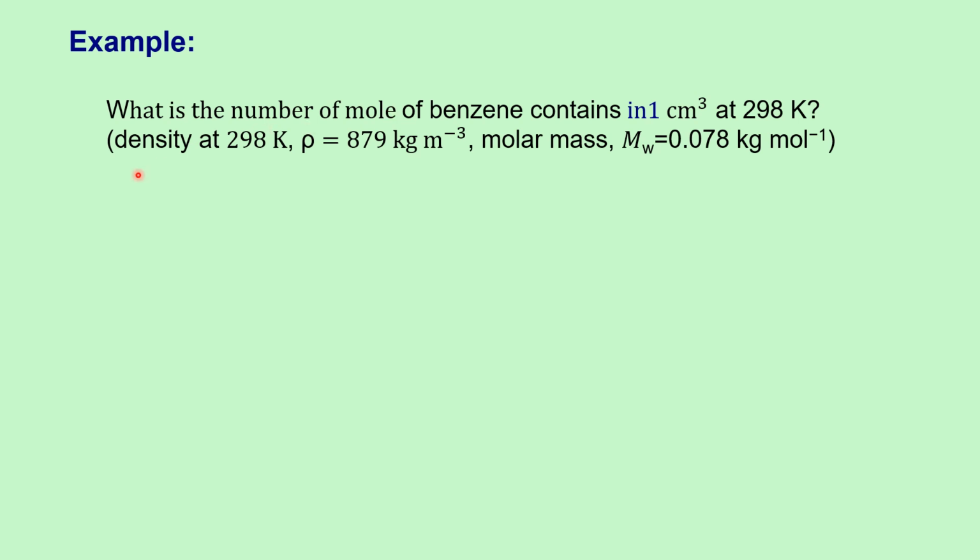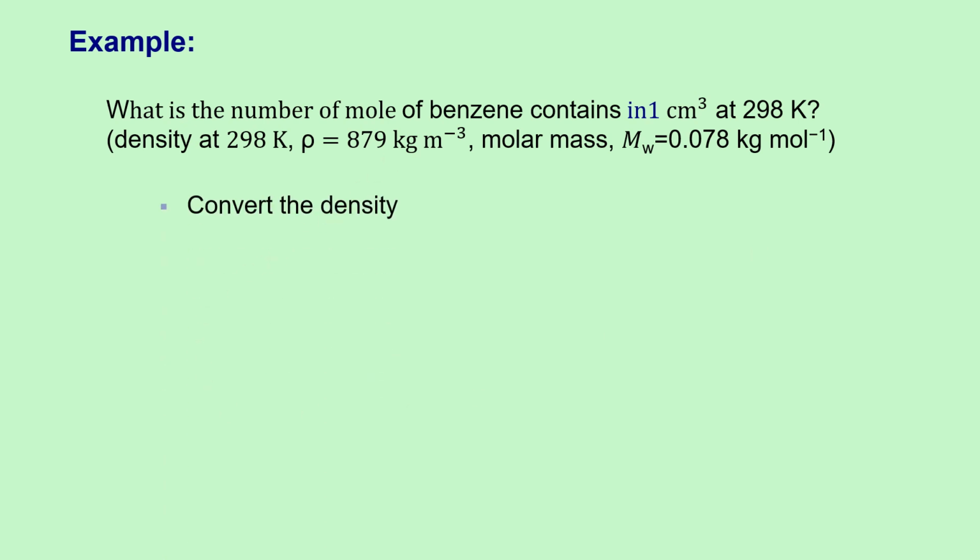The extra information given here is the density at the same temperature. If you look at this, the symbol for density is rho, about 879 kilogram per meter cube, and the molar mass for the benzene is equal to 0.078 kilogram per mole. So what should you do first? You have to convert the density.